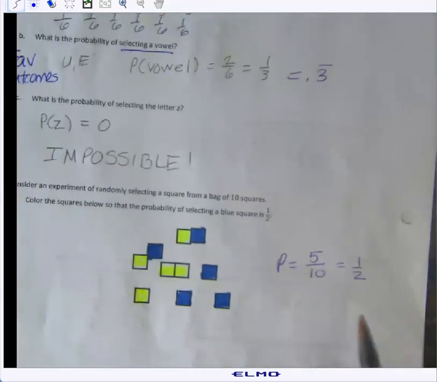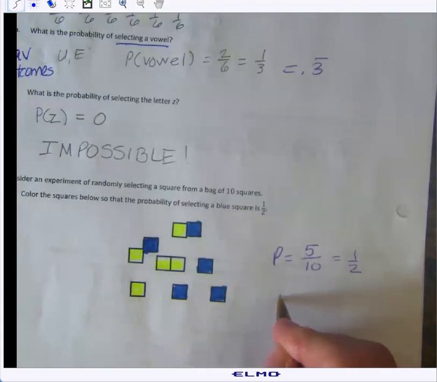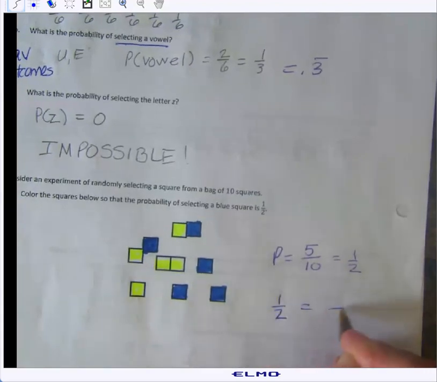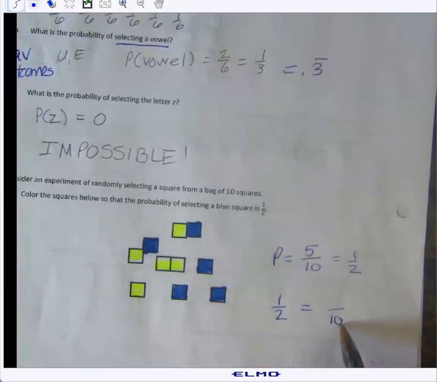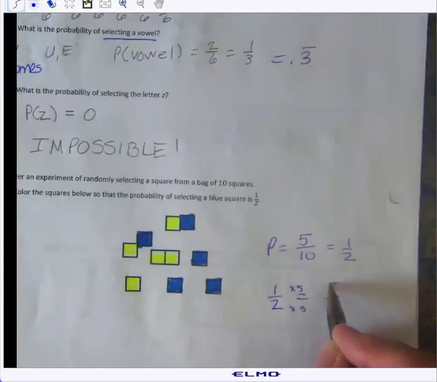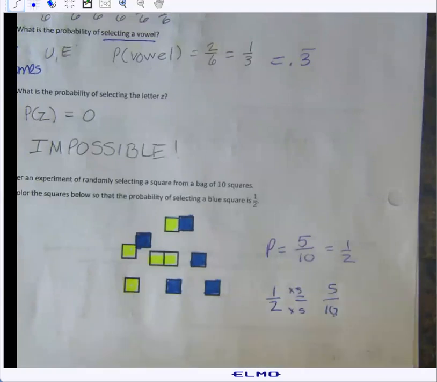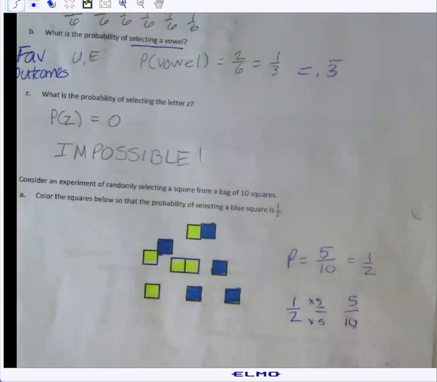The other way you could look at it is if the probability is 1/2, okay, then I know I have to get the number of favorable out of the total possible, and I know there are 10 squares, so I know 10 has to be my denominator, and you just use your skills on equivalent fractions, because that's all this is, an equivalent fraction, and you know that you need to color 5 blue, okay?